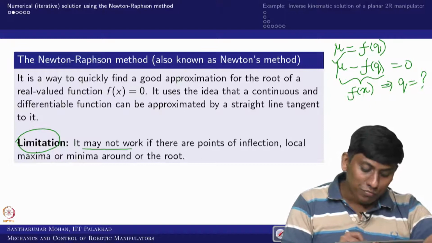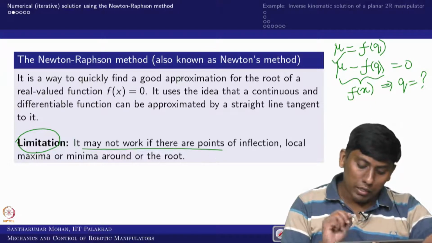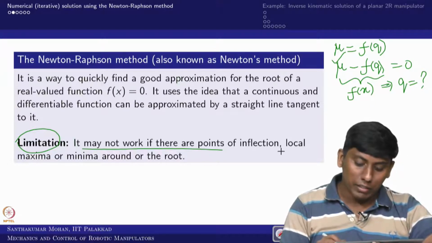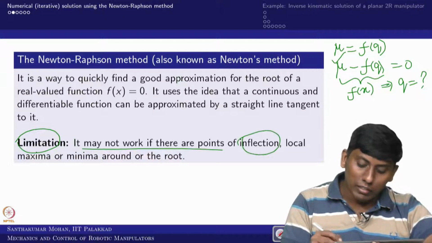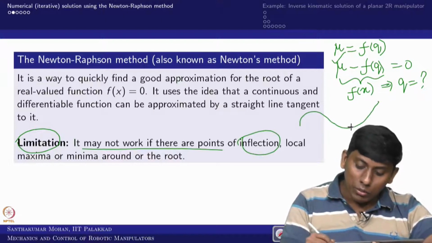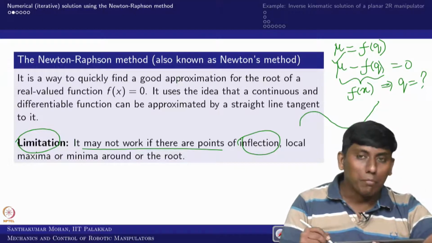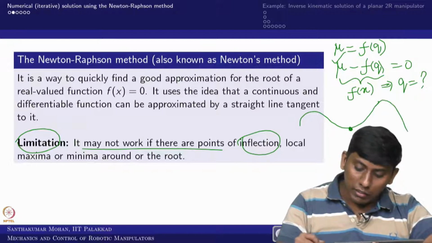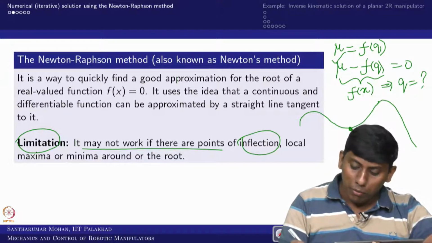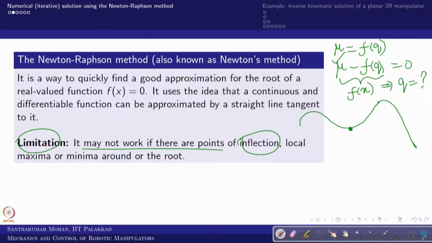The limitation is, it may not work if there are points of inflection. So what does that mean? If there is an inflection, you have something like this. You take a point here. This may not reach the other point, right? It comes closer here. So you can see the original solution is somewhere here. This is the solution, and you have taken a point here. This point ends up somewhere close here. That is what we are saying, the inflection point. But the original solution is here.